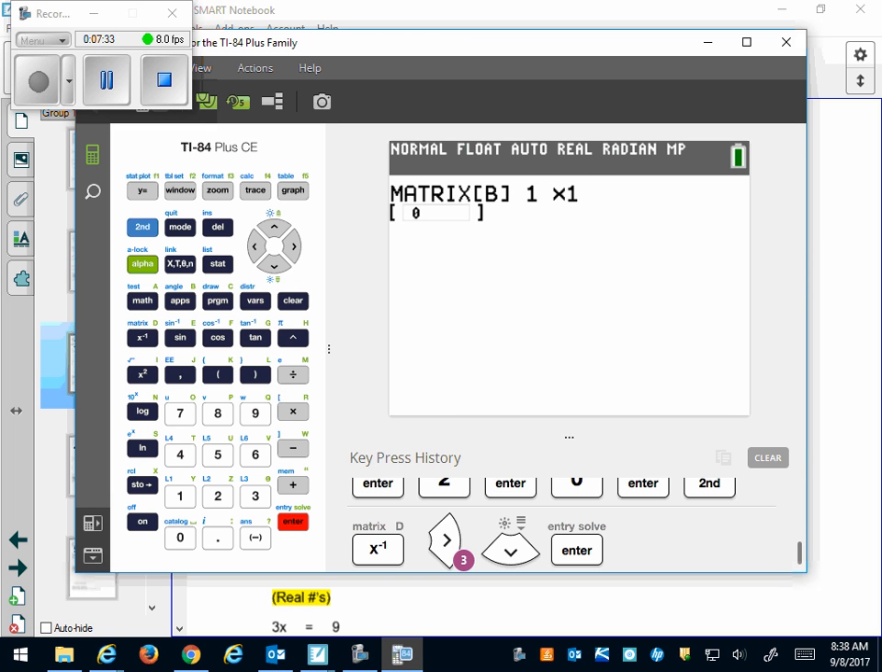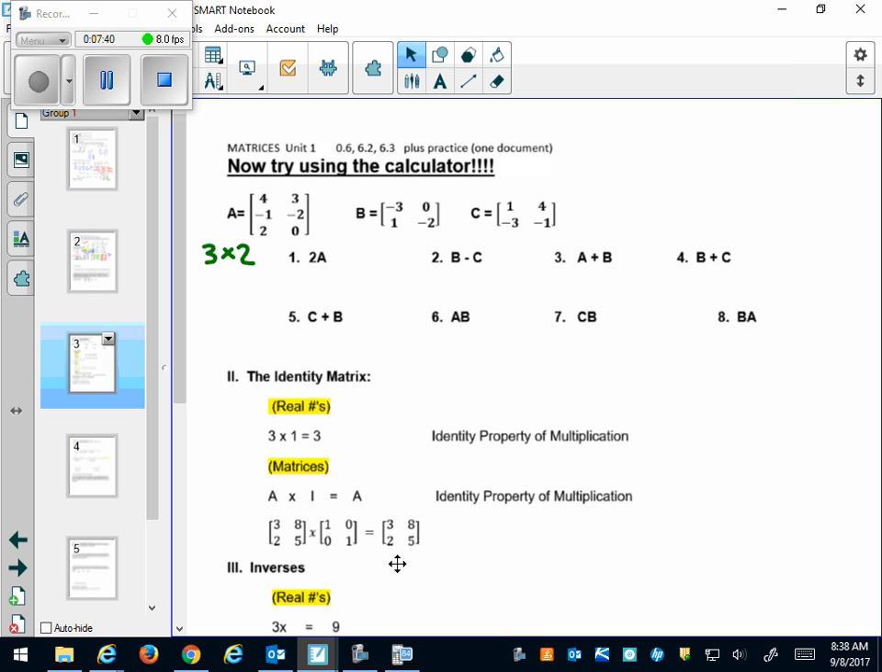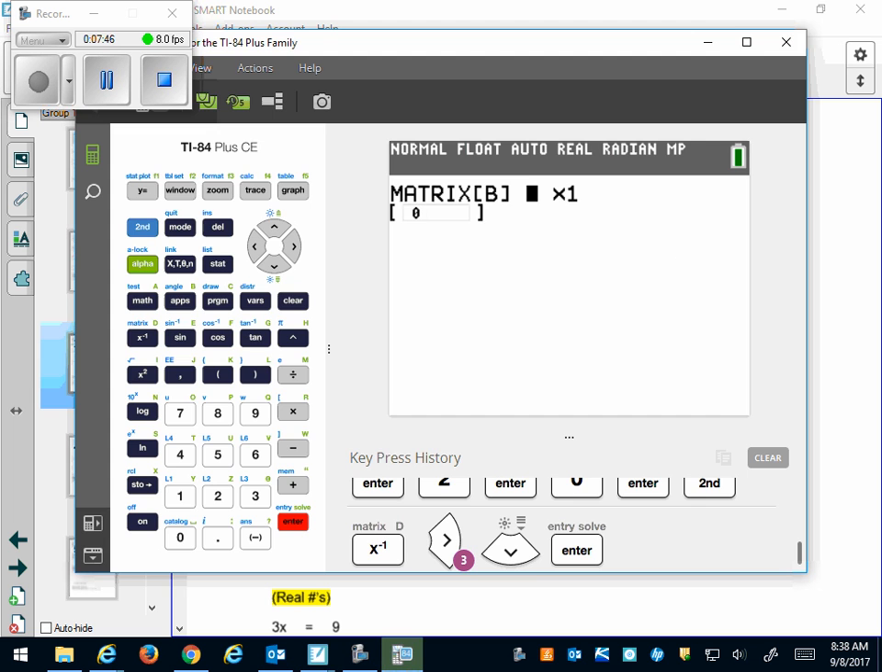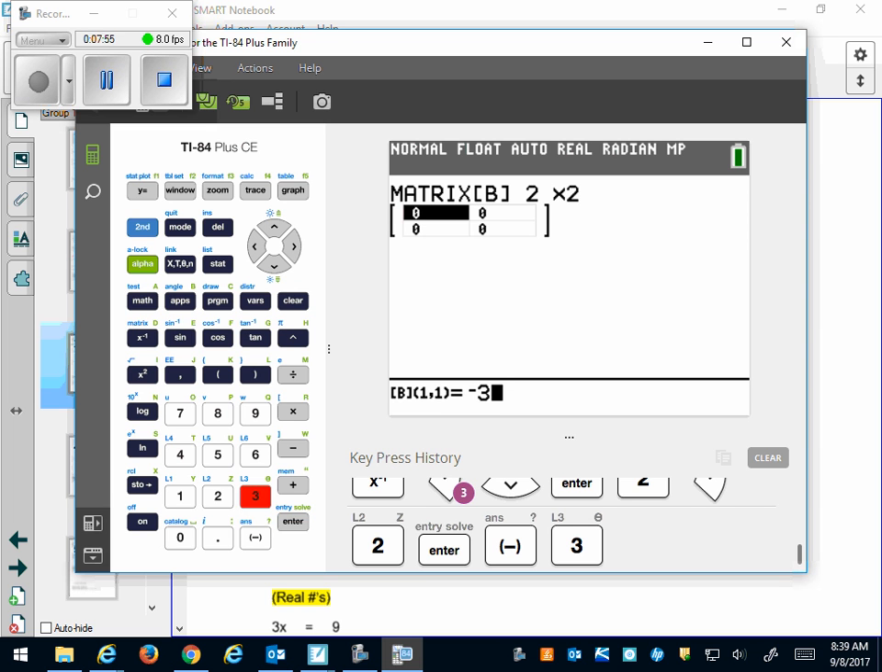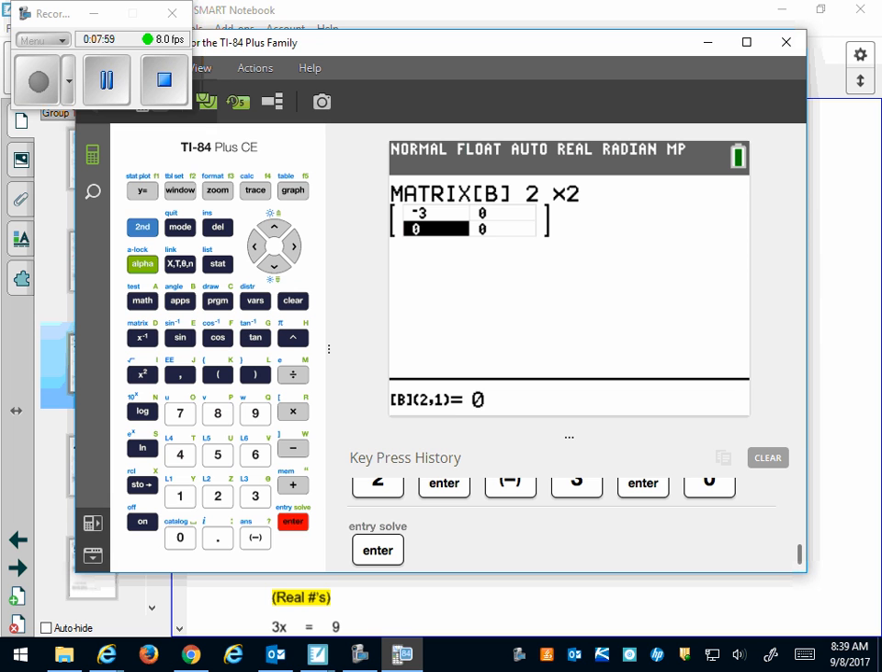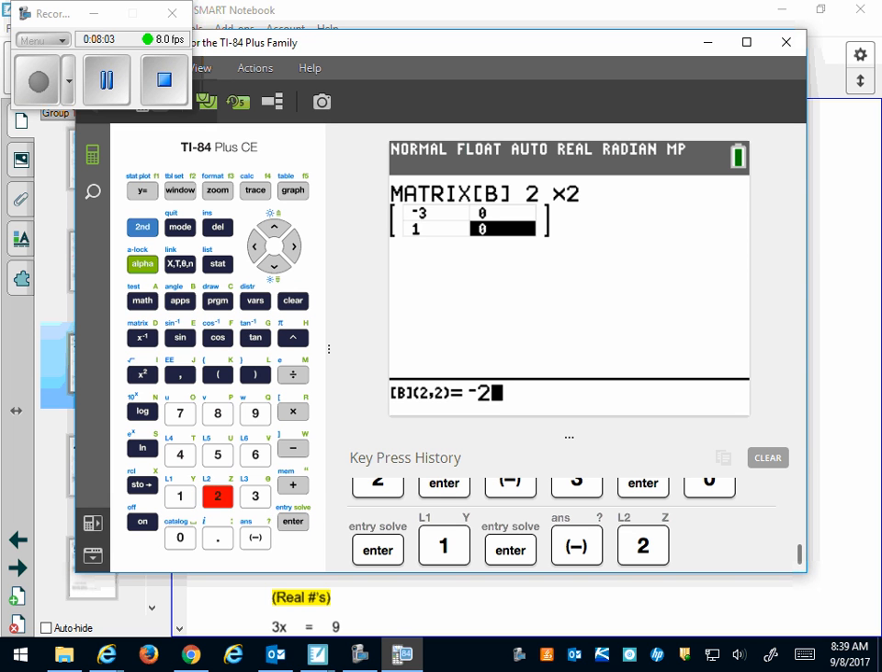This one is what size? 2 by 2, right? On our notes, 2 by 2. We're doing this one now. B is 2 by 2. So we're going to enter that one. This is all from the notes. So 2 by 2, Enter. And then we put it in -3, Enter, 0, Enter, 1, Enter, -2, Enter.